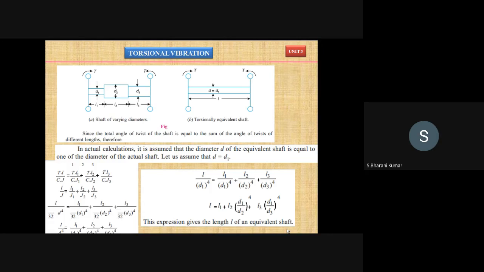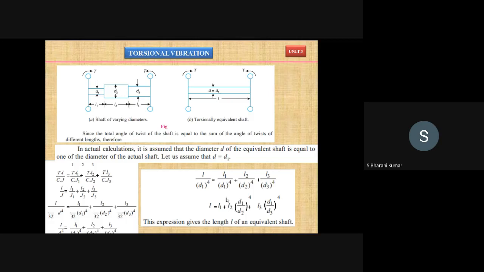Once you convert this diagram into this, you call it a torsionally equivalent shaft. Do you understand? It can be given like this, as a stepped shaft, or as an angled shaft. For example, one end is 50 mm and the other end is 20 mm, meaning it is cone-shaped. That is also possible for a torsionally equivalent shaft.